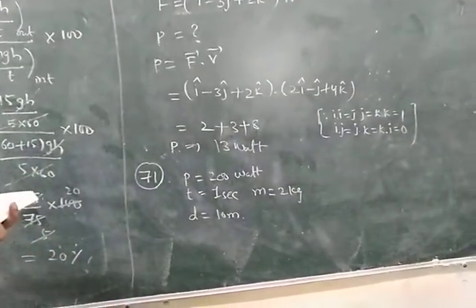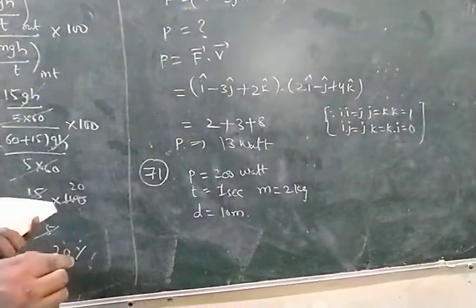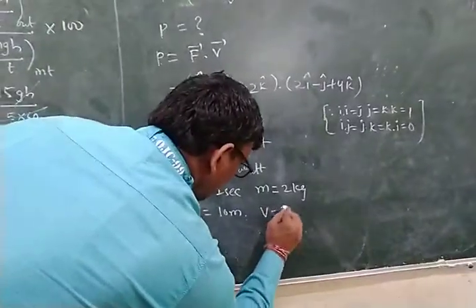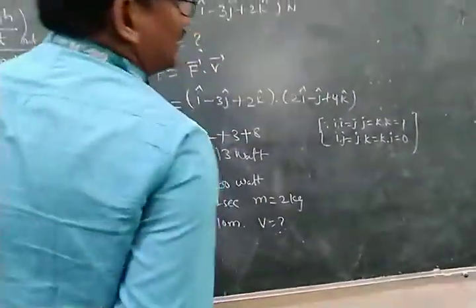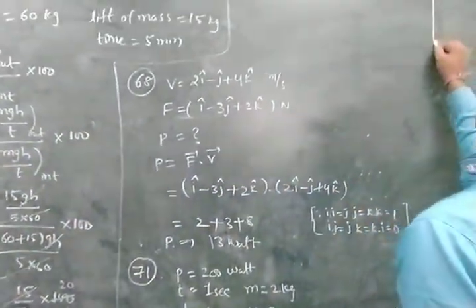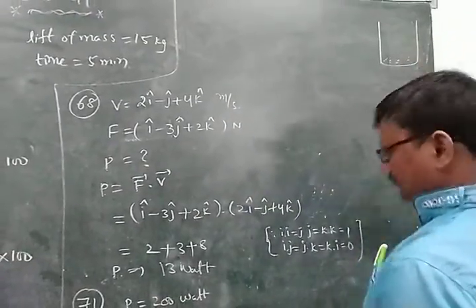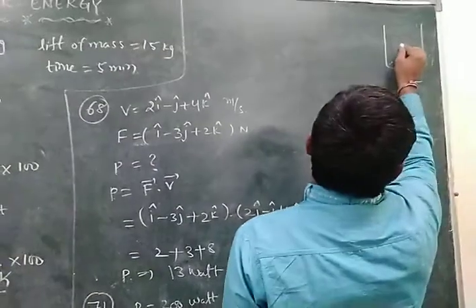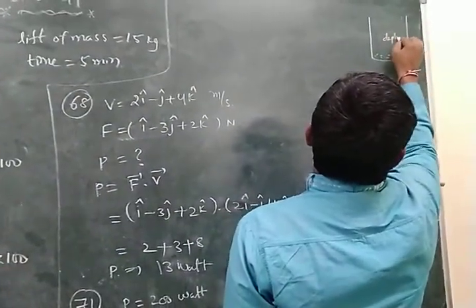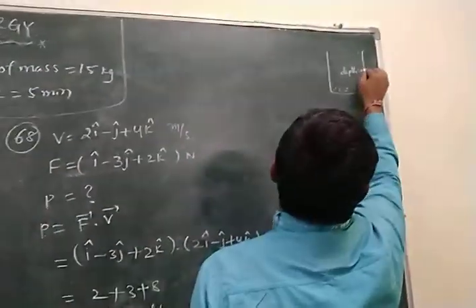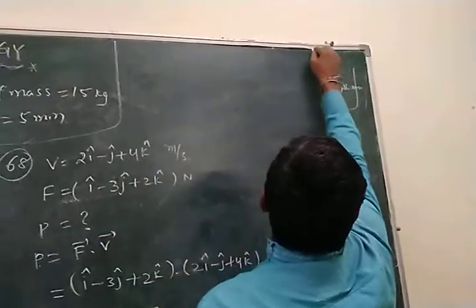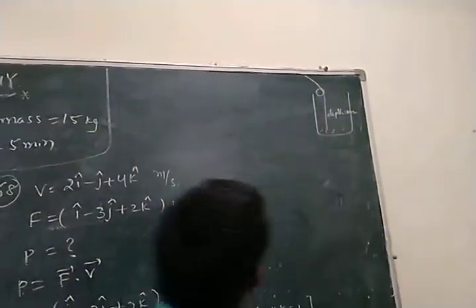The velocity with which water comes out of the pump, V, is equal to how much? See, this is the well. Here is the water. Now the depth is 10 meters. Here the water is pumped through a pump.